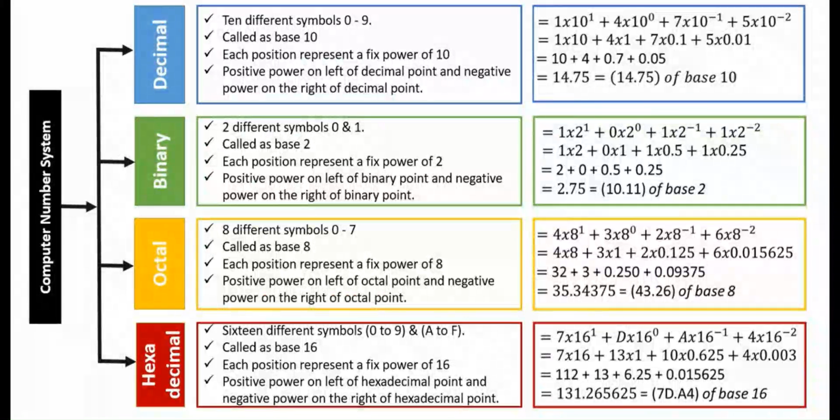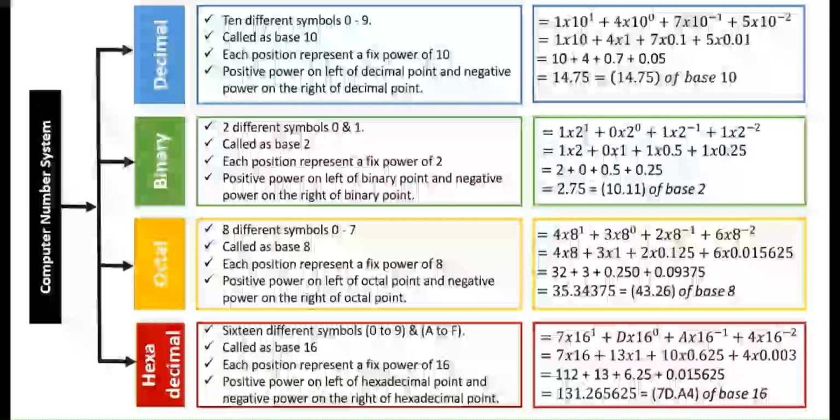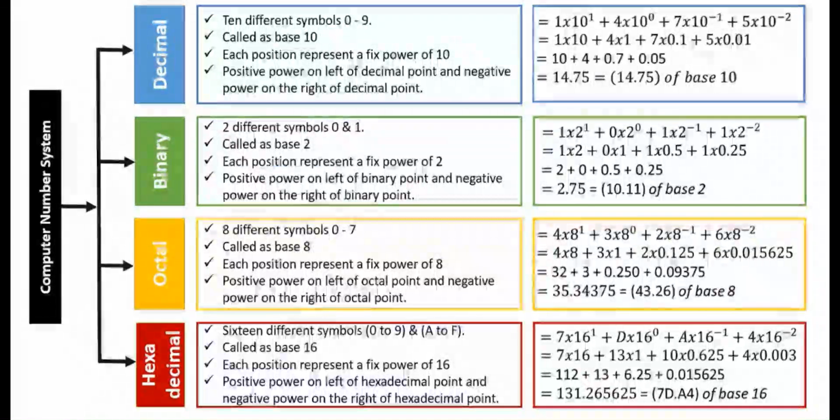As an example, 7D.A4 is a hexadecimal value, and representing this in the positional power system we will get 7 into 16 to the power 1 plus D into 16 to the power 0 plus A into 16 to the power minus 1 plus 4 into 16 to the power minus 2. Evaluating this we will get 131.265625, which is again the decimal equivalent of this 7D.A4 hexadecimal value.